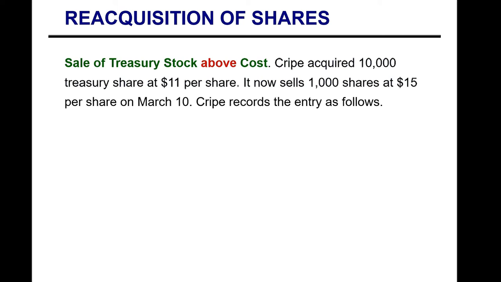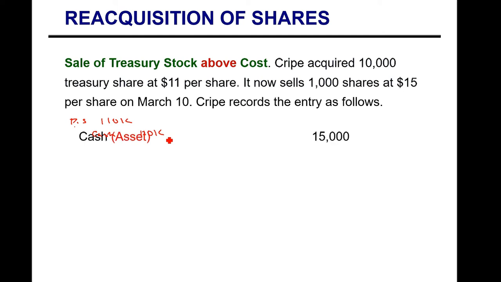Kripe acquired 10,000 shares at $11 per share, and it now sells 1,000 shares at $15 per share. Remember, our transaction was originally we bought it back, treasury stock, for $110,000, and then we expended cash for $110,000. Okay, so that was originally when we bought it back. Now we're going to resell it. So what happens when we resell it?